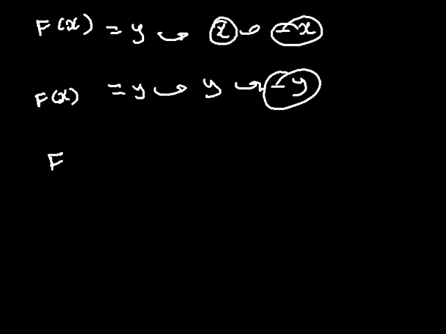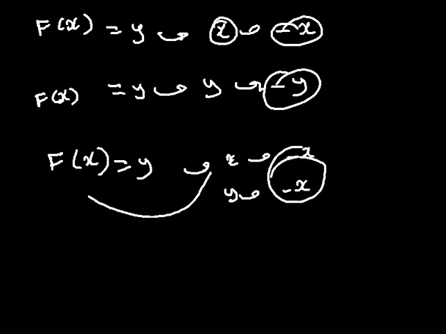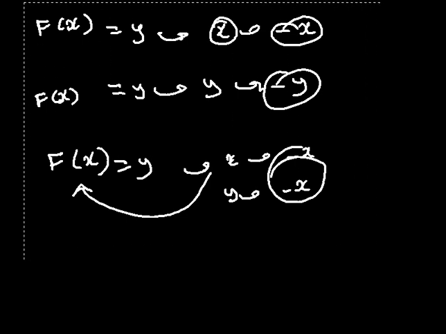And symmetry about the origin corresponds to substituting negative x for x and negative y for y, and if the function yields the same function as it was before, then the function is said to be symmetric about the origin. And let's say we have the following cases, and let's appreciate.